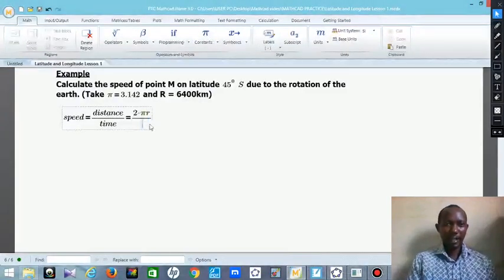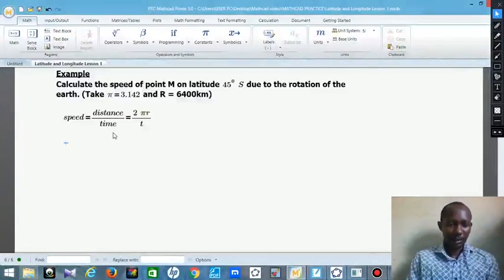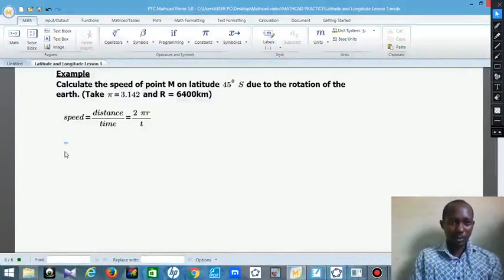Then divided by the time that we use to go round. The speed will now be 2 pi r over time, since 2 pi r is the distance round the latitude where M is standing. So this is the formula we are going to use. Let's bring out the given data so that we can see what we are going to do.